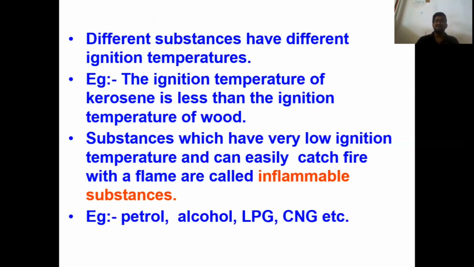So, the substances which have a very low ignition temperature and can easily catch fire with a flame are called inflammable substances. Petrol, alcohol, LPG, and CNG have a very low ignition temperature. So they are known as inflammable substances.